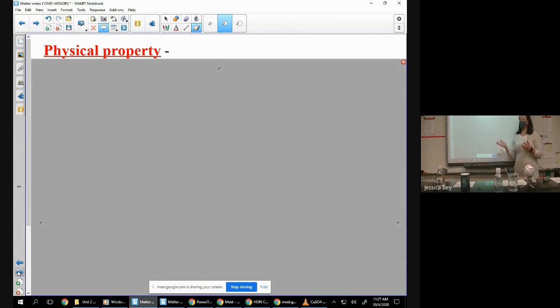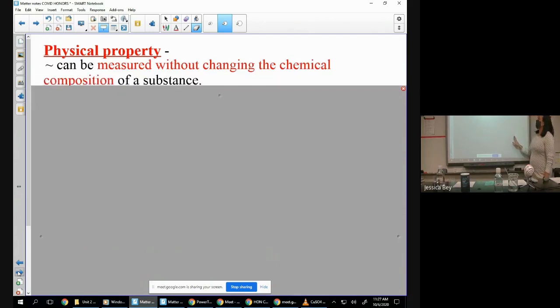A physical property. If you think of something and I'm like, here's a remote. What's the physical property about it? You'd be like, well, it's gray. Okay, it's a square. It has a certain mass and a certain volume. Physical properties are easy. They can be measured.